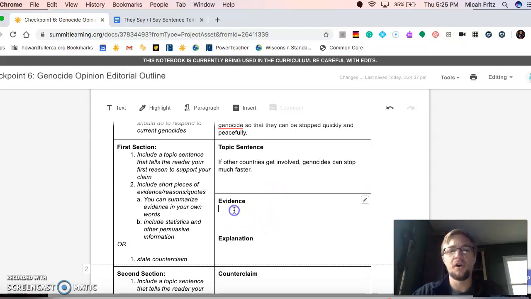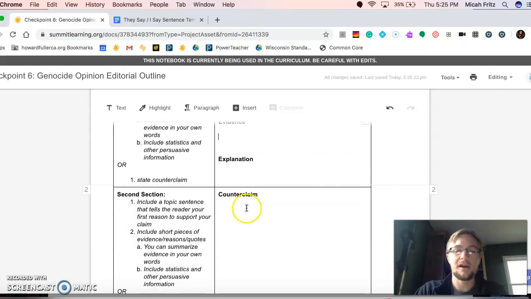Okay, so maybe I'm going to find a piece of evidence that says, it might not directly say that countries getting involved help stop genocides faster, but we could think the other way about how nobody intervened in the Rwandan genocide, so that would explain how maybe if someone got involved, things would get taken care of much faster. Okay, so I don't have a piece of evidence yet, but I would search through my documents, maybe from checkpoint 5, and use a quote from there that would help.